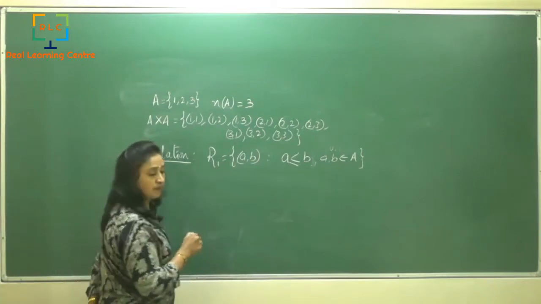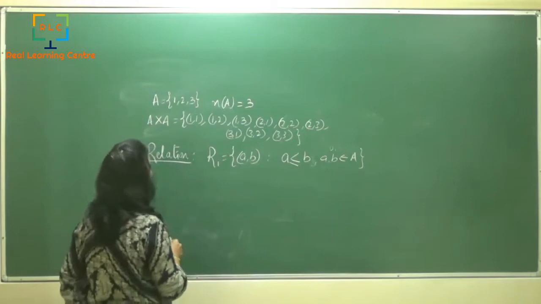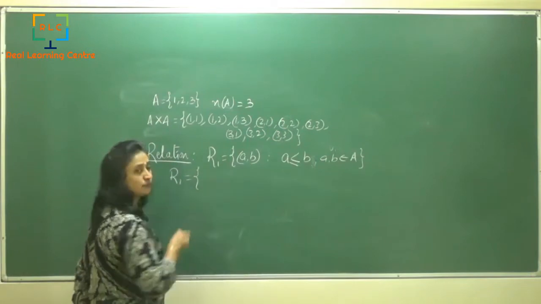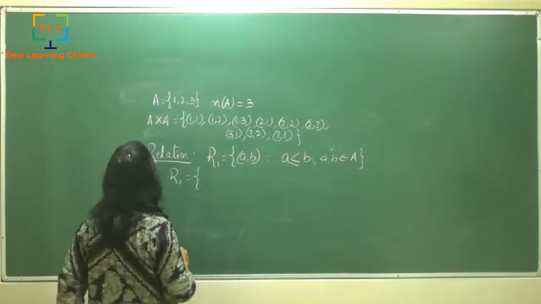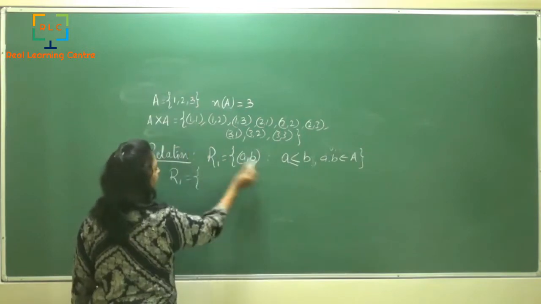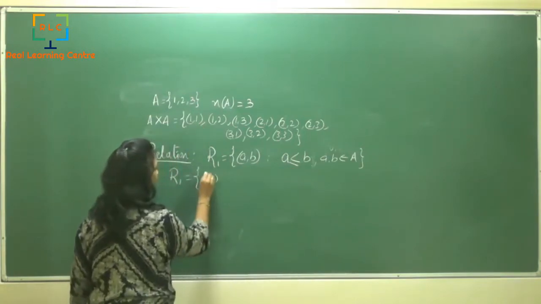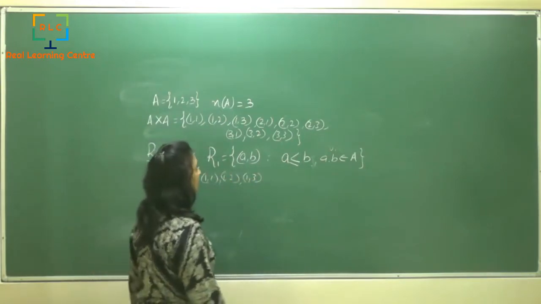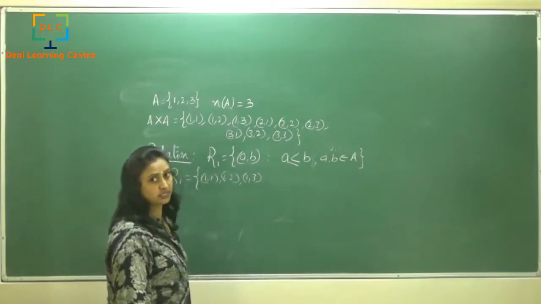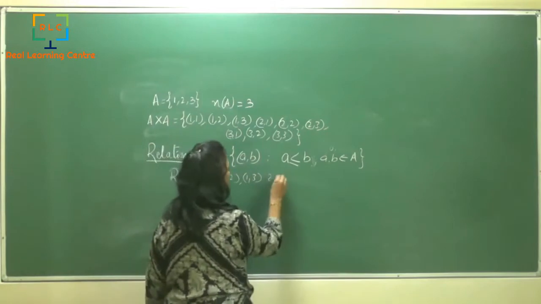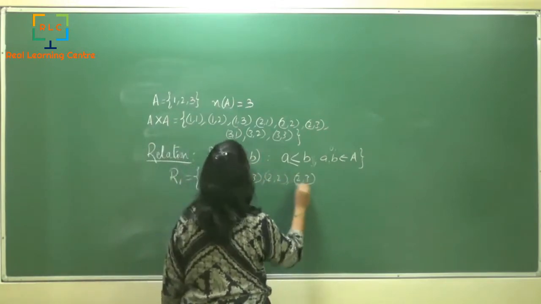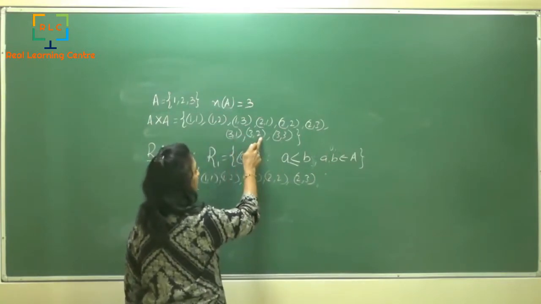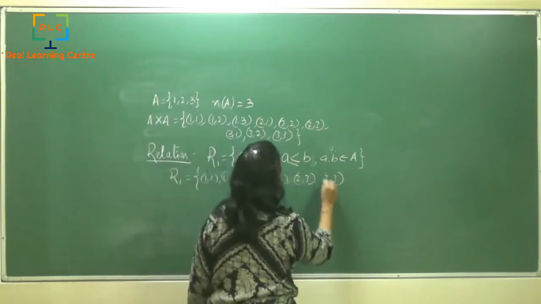Now that I have defined it, shall we pick out the ordered pairs in A cross A? This is the set builder form of R1, so I'm going for the list form, or the roster form. R1 includes (1,1), because 1 is less than or equal to 1. I can also take (1,2) and (1,3). Next, can I take (2,1)? 2 is not less than or equal to 1, so I cannot take (2,1). (2,2) I can take because they are equal, and (2,3). Then (3,1) and (3,2) I cannot take, because a is greater than b here. So I'll take (3,3).